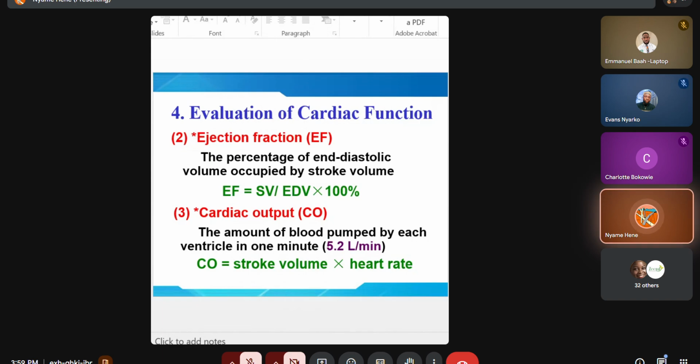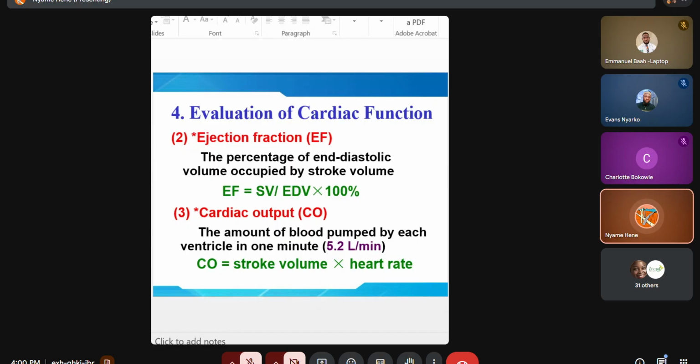Okay. I want to talk about cardiac output because these are terminologies we are going to be using. Now you know stroke volume, right? Cardiac output is stroke volume times the heart rate. So that is the amount of blood pumped by each ventricle in 1 minute. Do you know that the stroke volume is occurring in just 8 seconds? The cardiac cycle takes 8 seconds.